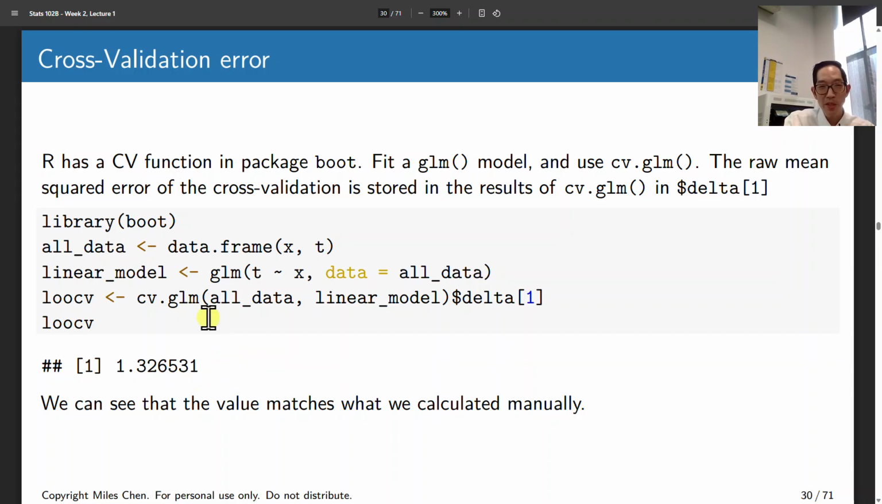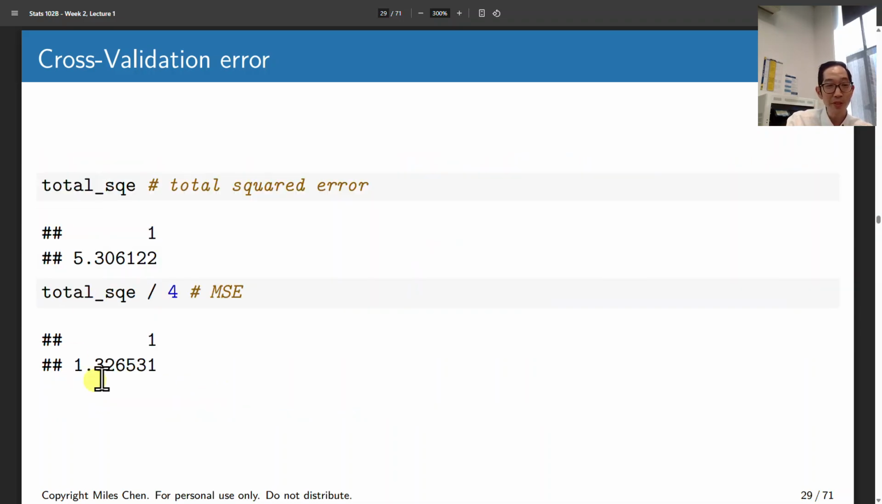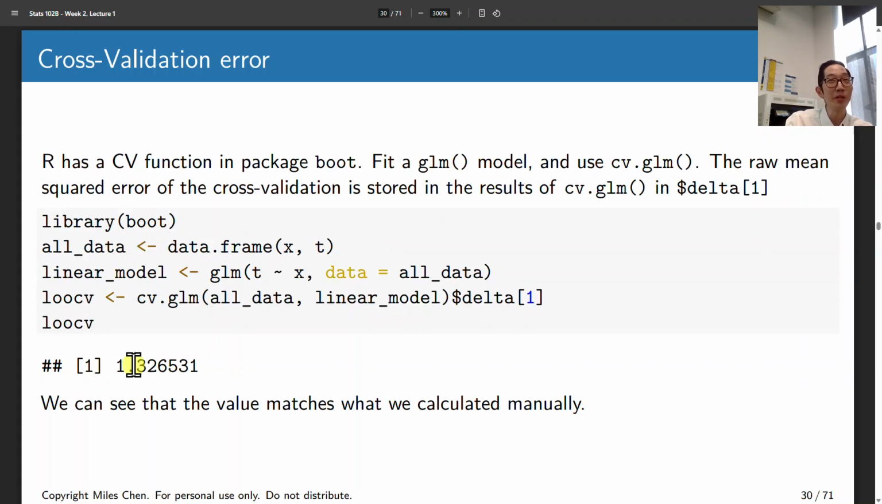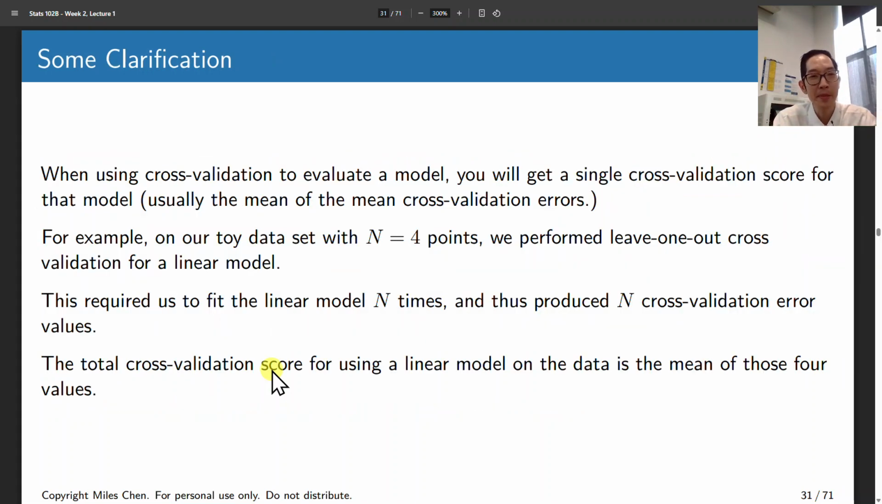When we use library boot in R, we get the same value, 1.326531, which is what we calculated manually when we drew all of our pictures, measured those differences, and calculated the mean squared error ourselves. I always think it's comforting when your manual process aligns with what R's package calculates. Okay, just a side note: generally you don't do cross-validation for just one model and then leave it at that.